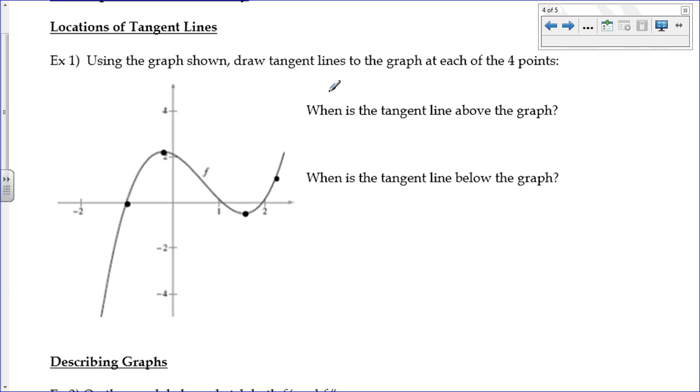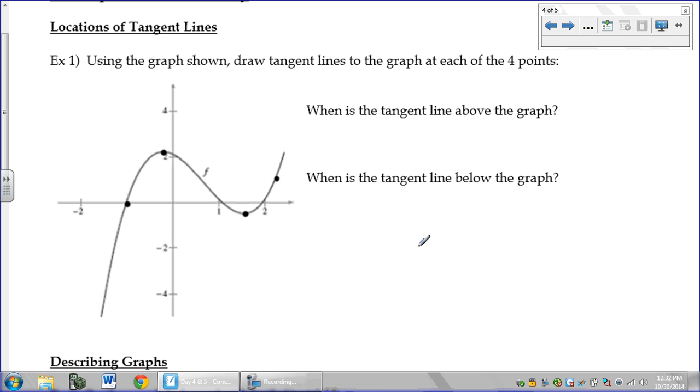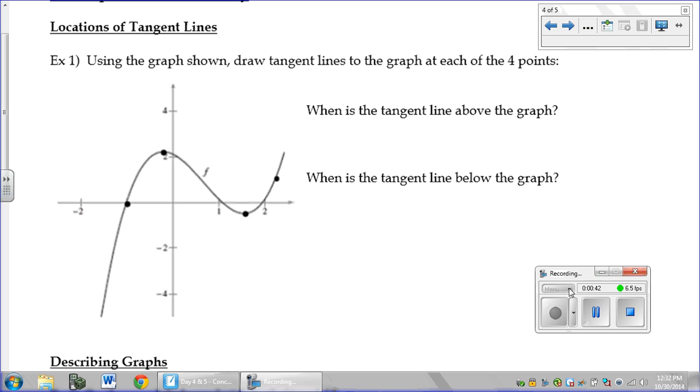So using the graph shown, draw tangent lines at each of the 4 points and tell me when do you think the tangent line is above the graph and when do you think it's below the graph. So what I want you to look at is graph your tangent lines and then we'll do a little magic and it will appear. So take a second, press pause, draw tangent lines, make an assumption, make a hypothesis, and then come back.